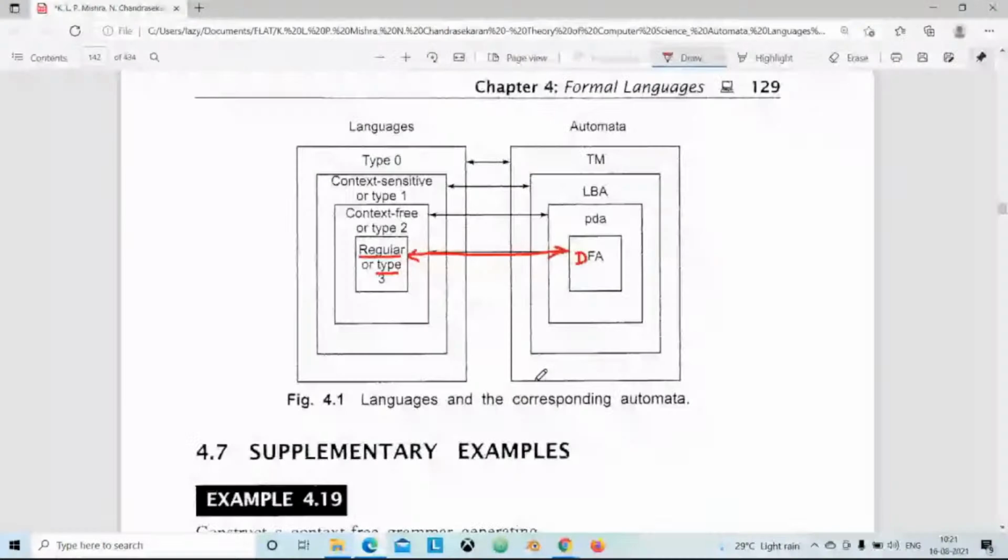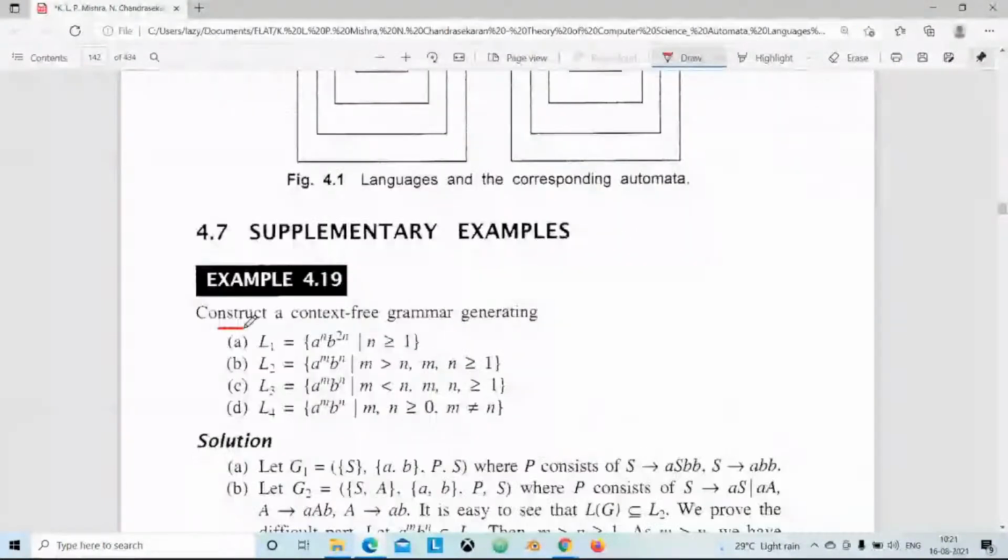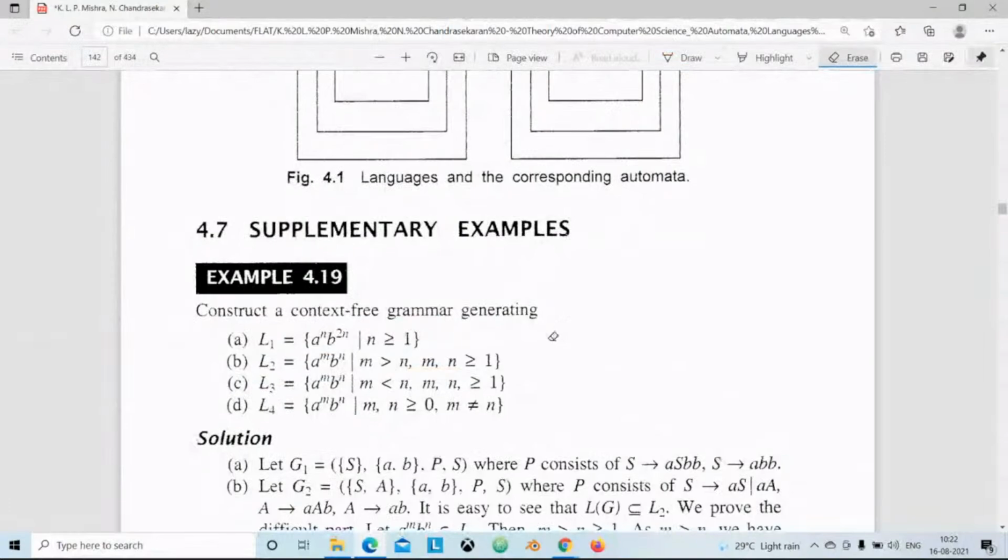There are many examples which are given. Construct a context-free grammar generating a language. Many examples are given. We'll see a few of those.